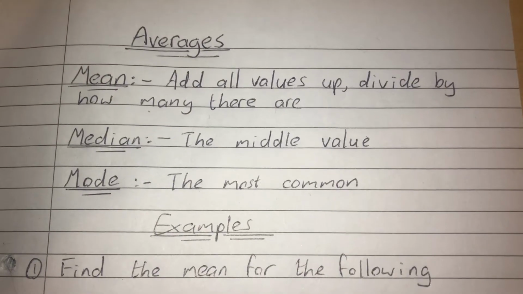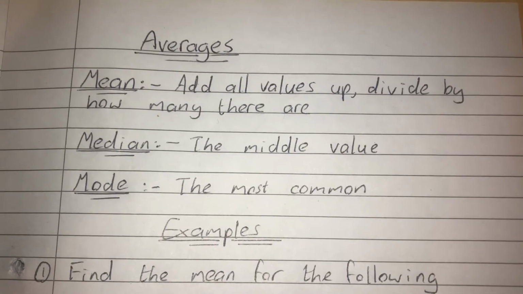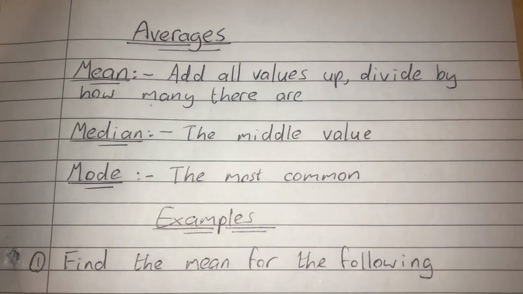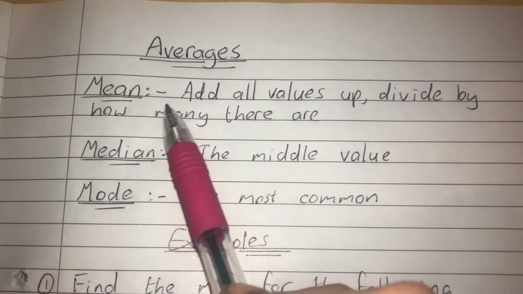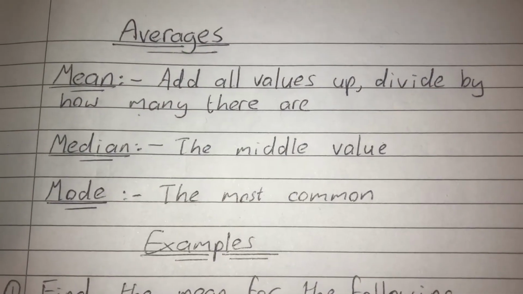And in later videos, we will look at questions asked in context, as well as the likes of stem and leaf diagrams, and how we work out averages from different types of tables and graphs. So first off, to explain our three different types of averages, which are mean, median and mode.